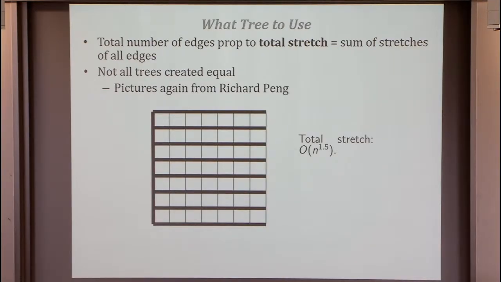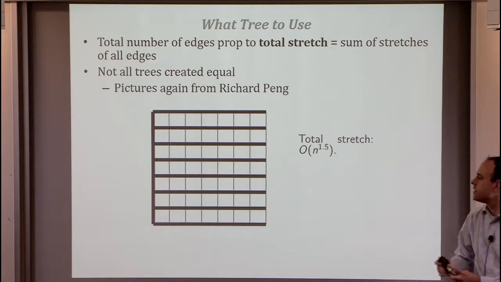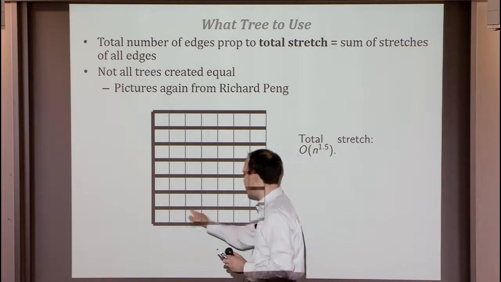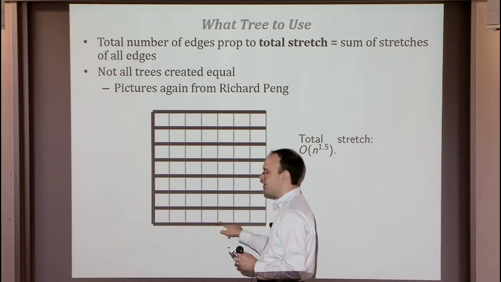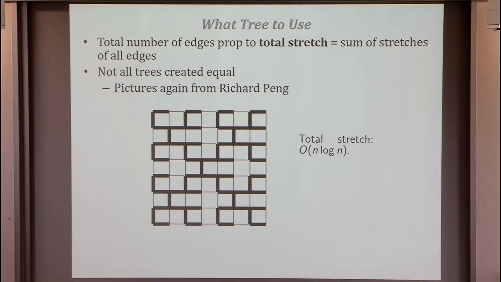So if I give you a grid, for example, this is a bad spanning tree. This tree has total stretch n to the 1.5. And why is that? It's that if I take an edge here, the stretch of this edge is this whole path. And so, those are root n. That's bad. This is good. This is stretch n log n.